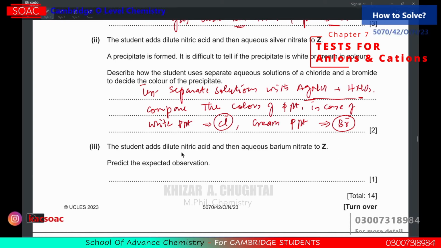As you have seen, there is no SO3 here. Barium nitrate gives the precipitate or the observation with the sulfate ion or with the SO3 negative ion. So in this case there will be no observation, no change. No precipitate forms, and so on.